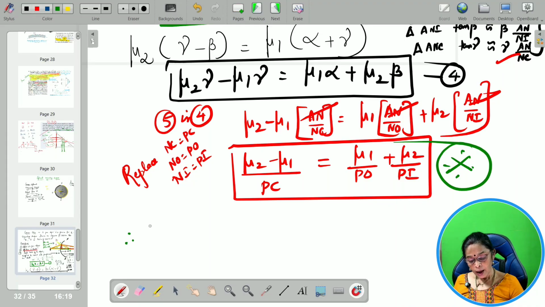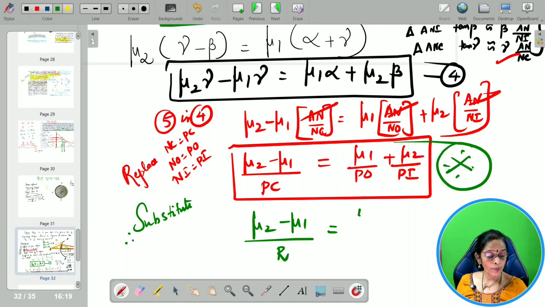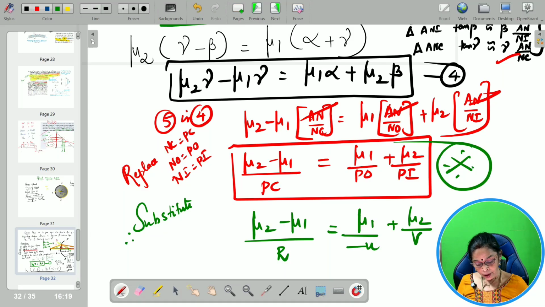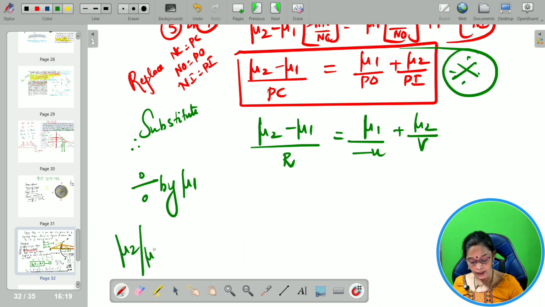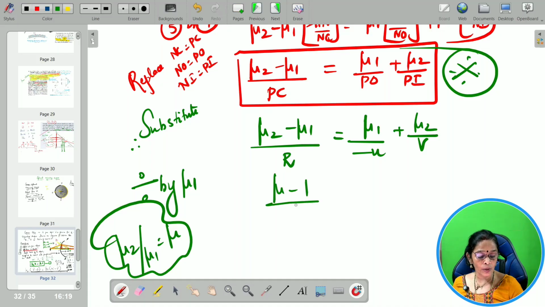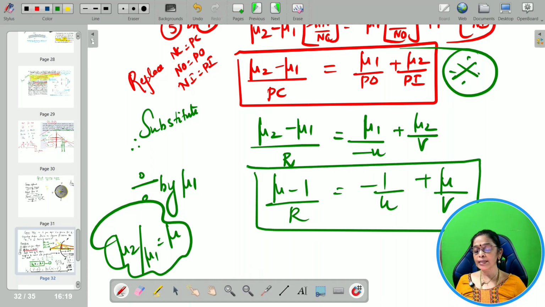So, therefore, I can substitute the sign convention. Mu 2 minus mu 1 divided by R is equal to mu 1 divided by minus U plus mu 2 divided by plus V. Now, divide by mu 1 throughout, because mu 2 by mu 1 is equal to mu. So I am writing mu minus 1 by R is equal to minus 1 by U plus mu by V. So this is the final equation for convex SRS.